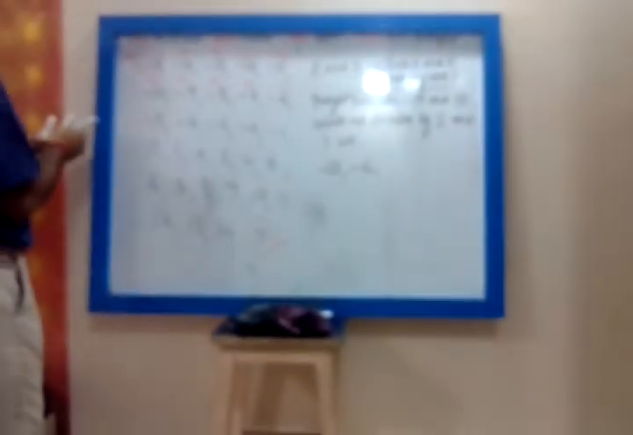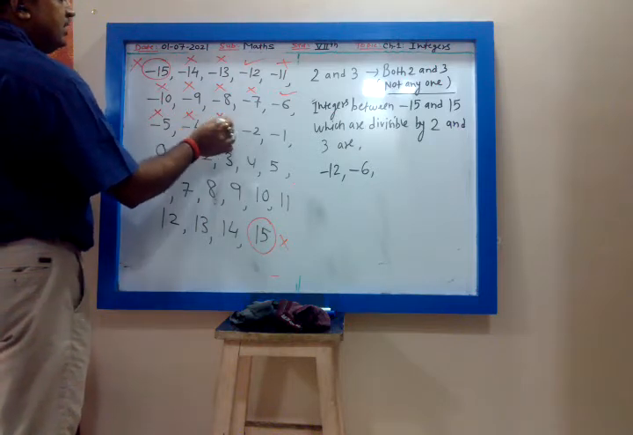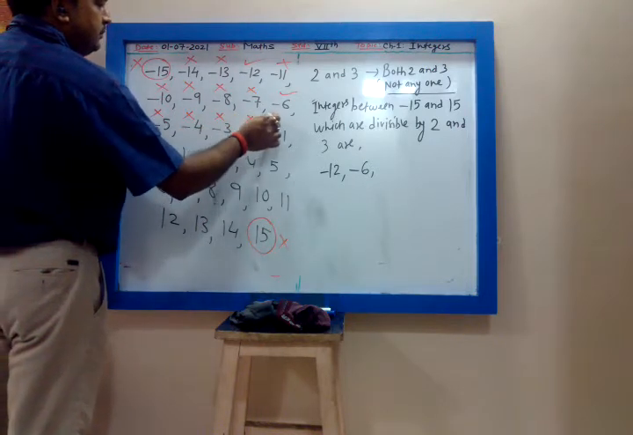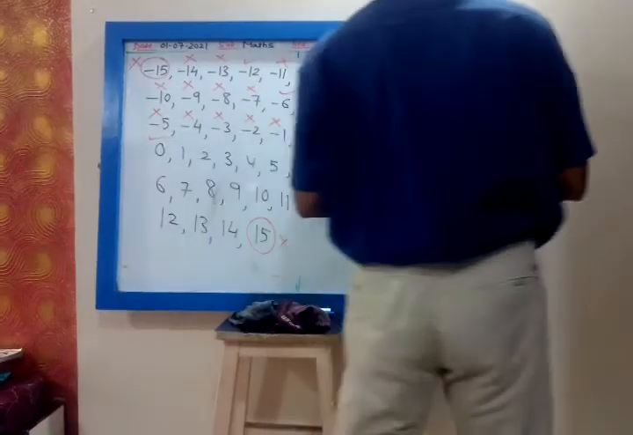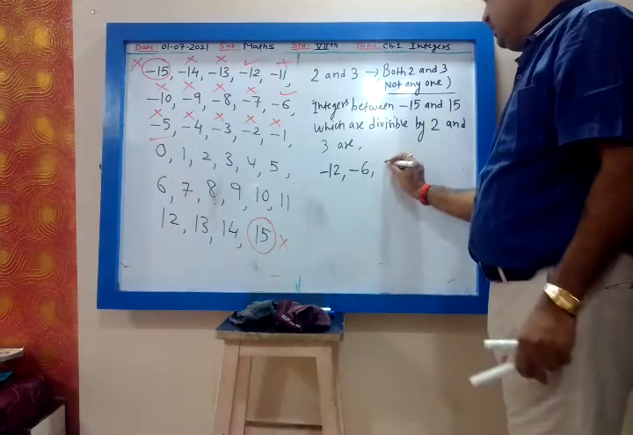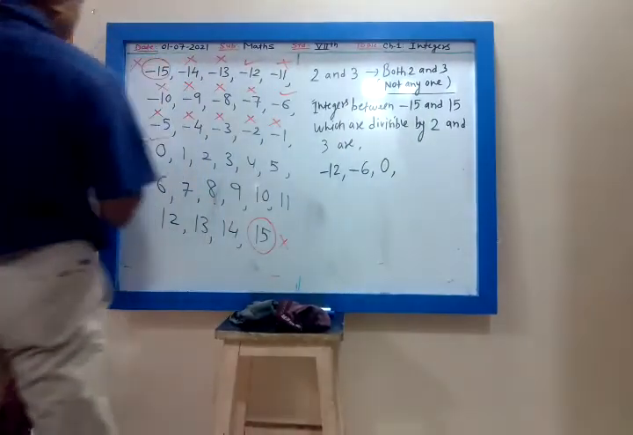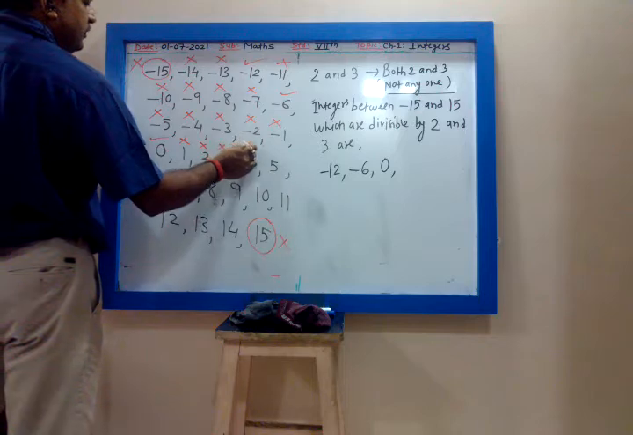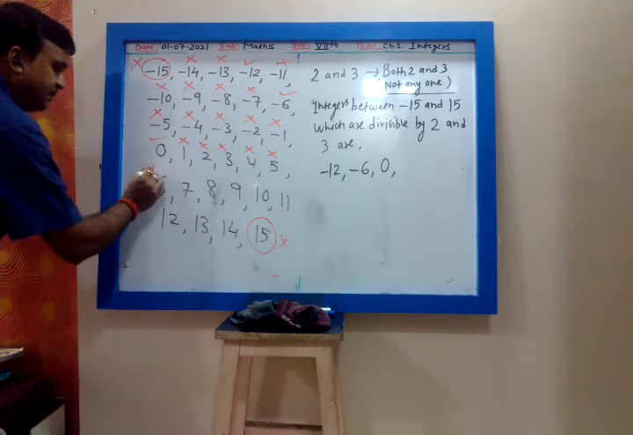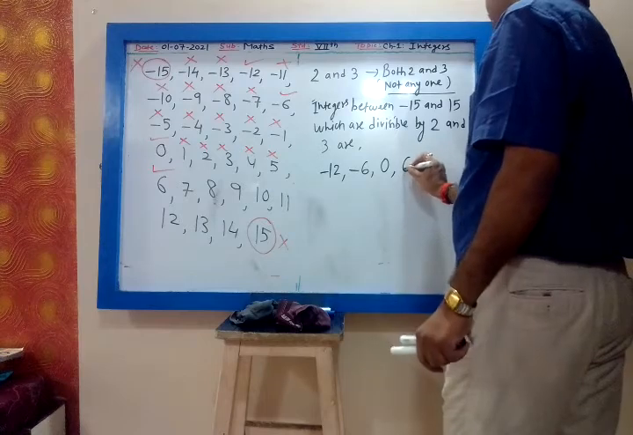Then after minus 6, minus 5 not divisible by 2 and 3. Minus 4 is divisible by 2, minus 3 is divisible by 3, minus 2 is divisible by 2. No. 0 will come, because you can divide 0 by any number. 0 will come. Then 1 will not come, 2 will not come, 3 will not come, 4 will not come, 5 will not come, 6 will come.